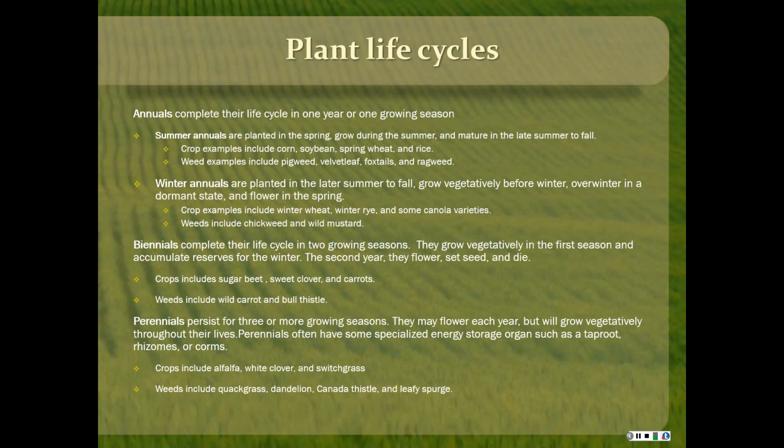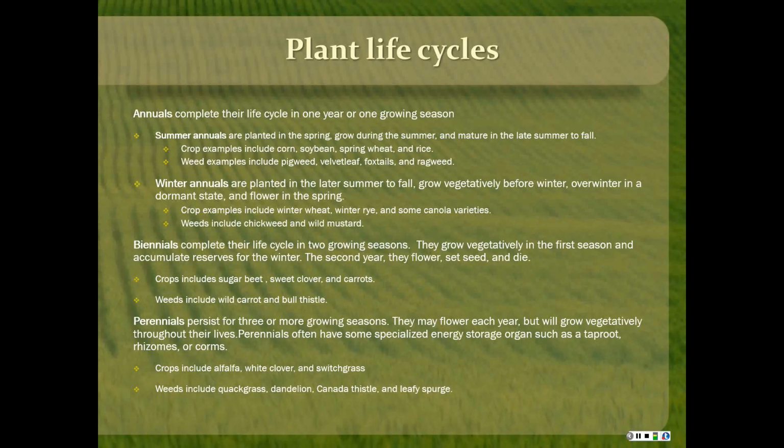So an annual completes its life cycle in 1 year, 1 growing season. And there's summer and winter annuals. Summer annuals are planted in the spring, grow during the summer, mature in the late summer to fall. So crop examples of summer annuals would be like corn, soybean, spring wheat, and rice. And weed examples are pigweed, velvet leaf, foxtails, ragweed. There's lots of others too, but these are some major ones.